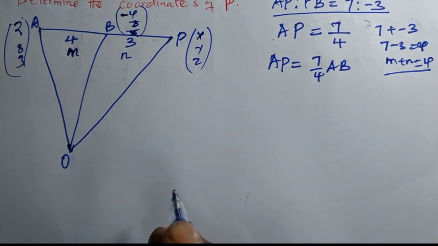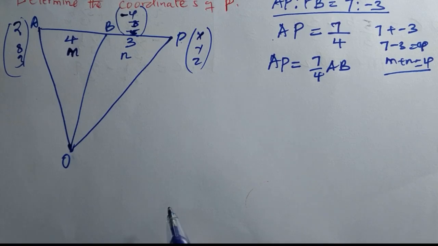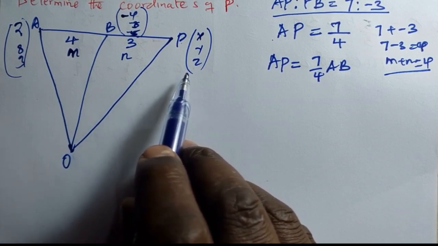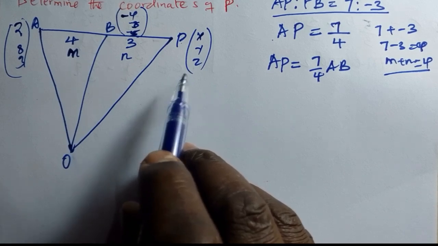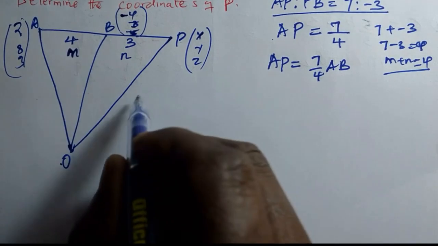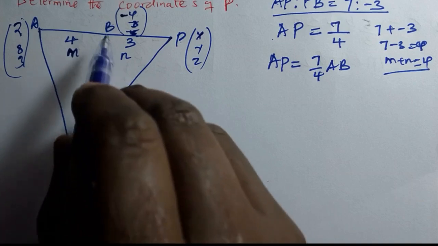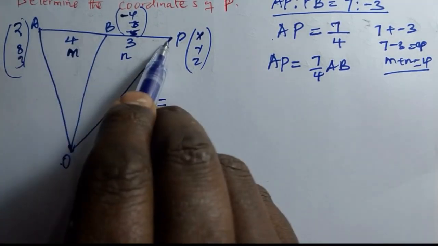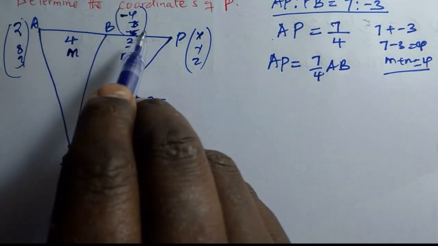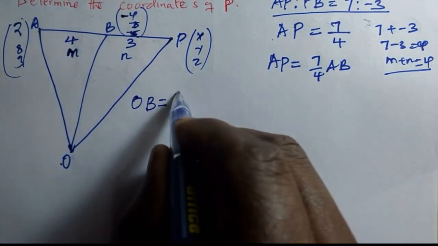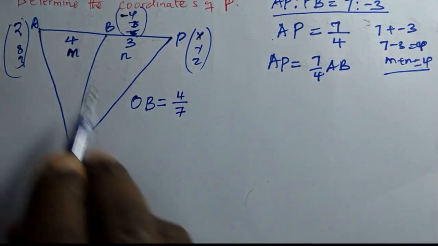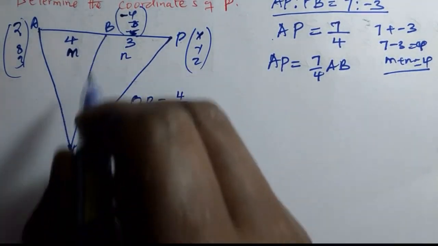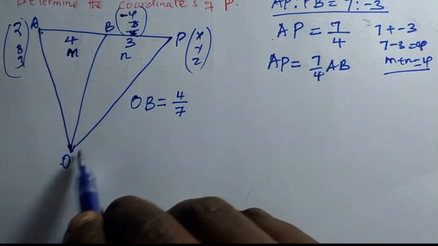So let's go straight to the working. We know we can go straight and get P, but I want to go the way that you understand. How do we get OP? OP, using the ratio theorem, is equal to, using the ratios, 4 over the total 7, which is 4 over 7 OB.